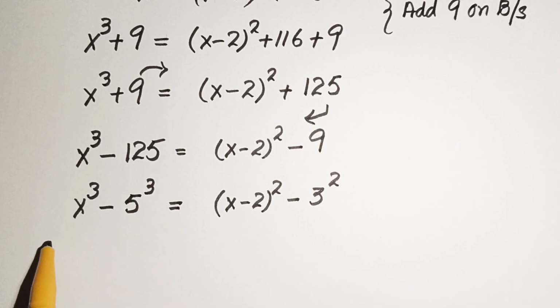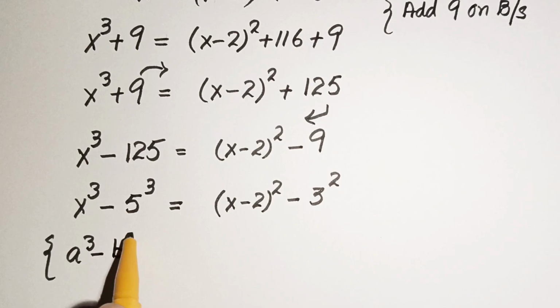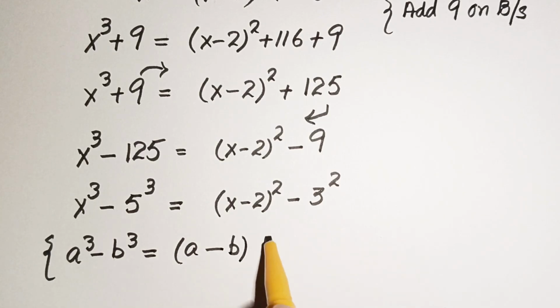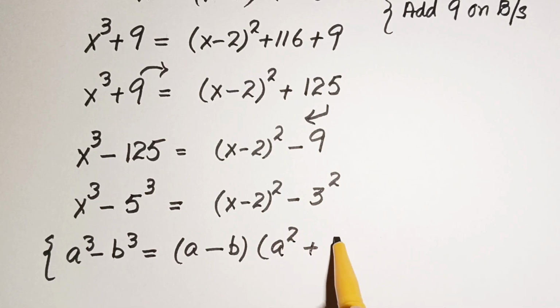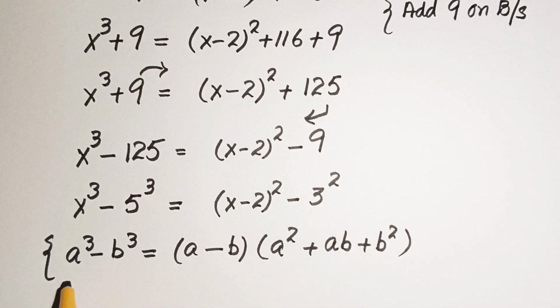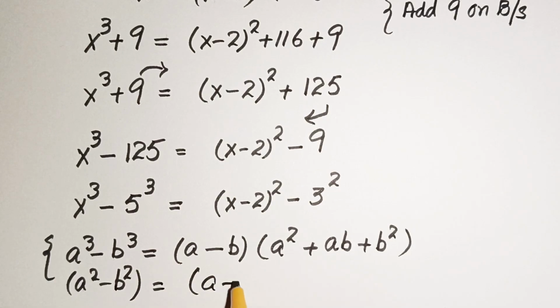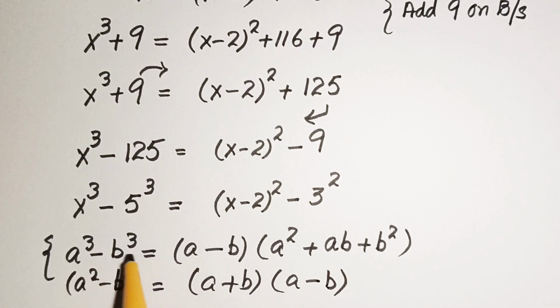So using these formulas, as we know, if we have a cubed minus b cubed, then it is equal to a minus b times a squared plus a times b plus b squared. Similarly, if we have a squared minus b squared, then it is equal to a plus b times a minus b. So we use the first formula on our left hand side, and the second one on our right hand side.